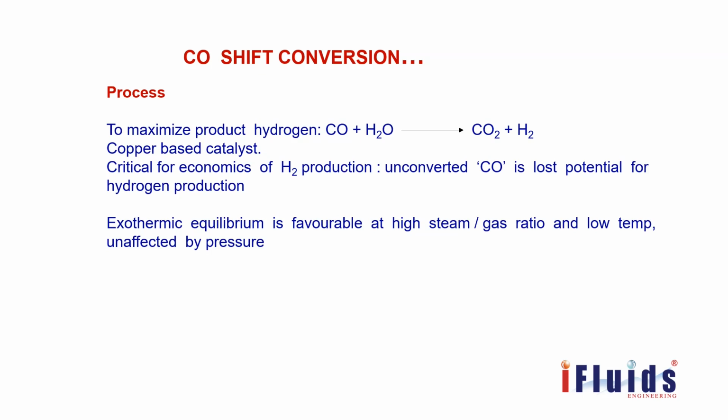This is very critical for the economics of hydrogen production, because otherwise the CO will go waste. So unconverted CO is a loss potential for hydrogen production. This exothermic reaction is favorable at high steam gas ratio and low temperature, unaffected by pressure. This is famously called the water gas shift reaction: CO plus water gives CO2 and hydrogen. So we convert the possible CO to hydrogen also.